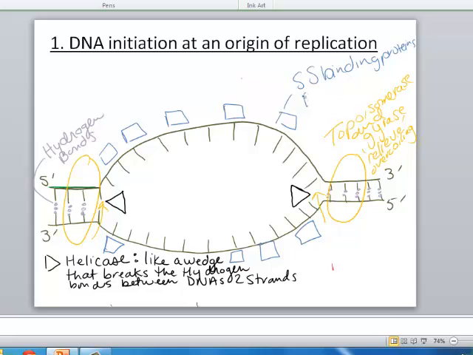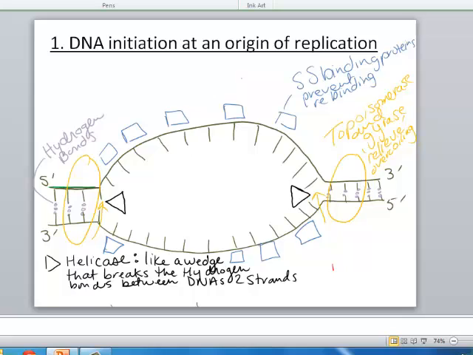And they prevent binding, or if you want to be fancy about it, re-annealing, the sticking together of the double helix. So they stabilize the single strands of DNA and keep them from re-sticking together, so that you actually have an open space in which the enzymes can work and build the two new strands of DNA. So that is DNA initiation.